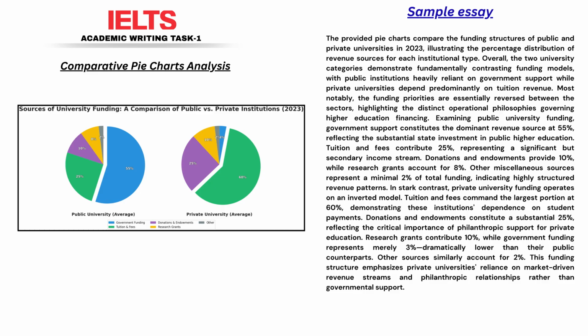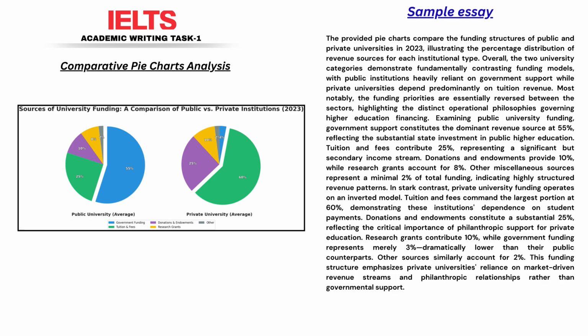Notice the advanced vocabulary for describing institutional characteristics. Substantial state investment, philanthropic relationships, market-driven revenue streams, governmental support. This academic language demonstrates sophisticated understanding of higher education contexts.